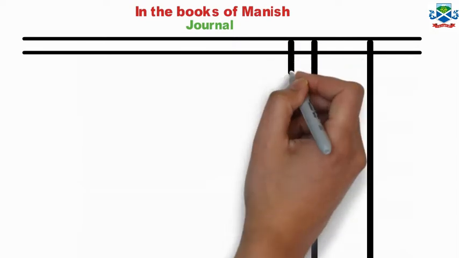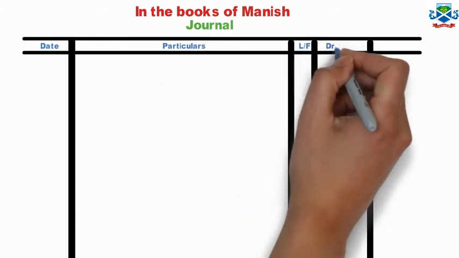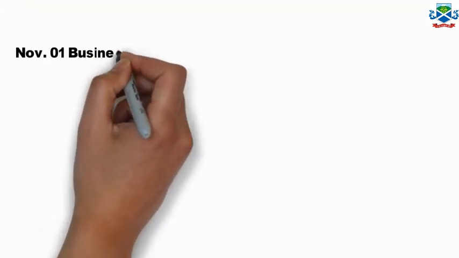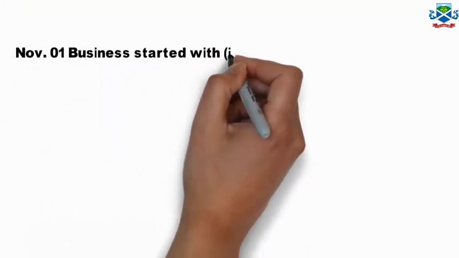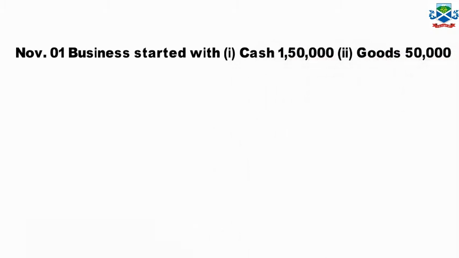and we are preparing and passing the journal entries for each transaction. So this is a journal format. On the right side we have debit and credit columns together with a ledger folio column. So this is date, particular, ledger folio, debit rupees, credit rupees. So the first transaction is business started November 1st. Business started with cash rupees 1,50,000 and goods worth rupees 50,000.